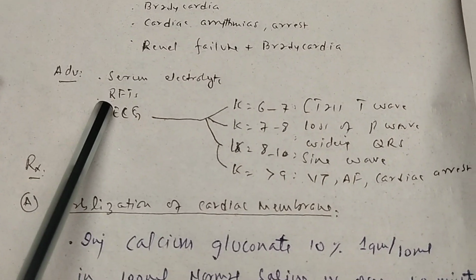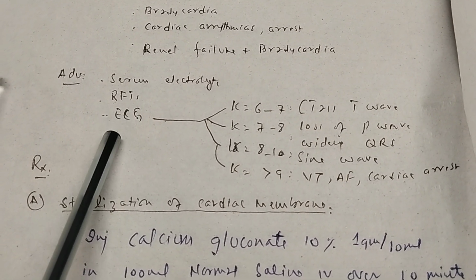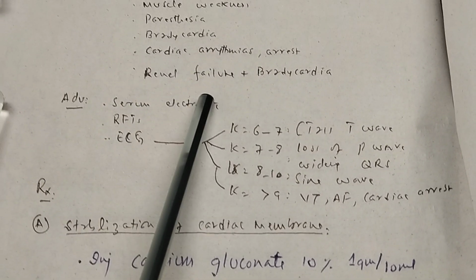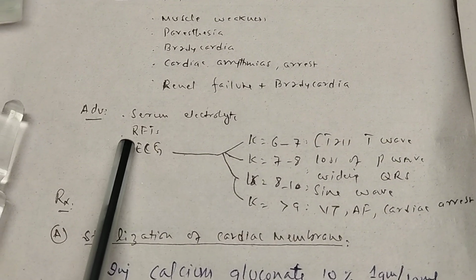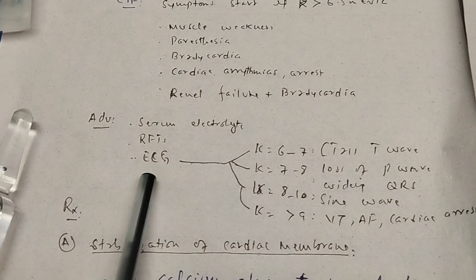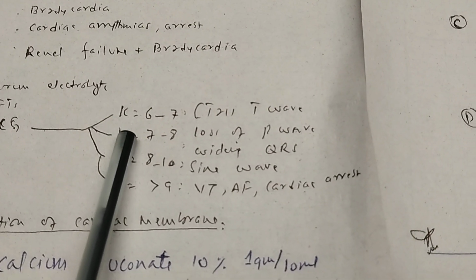Now what will you advise? We will advise serum electrolytes, renal function tests, and ECG. In serum electrolytes we will look for serum potassium, in RFTs we will look for renal failure, and in the ECG we will look for ECG changes.